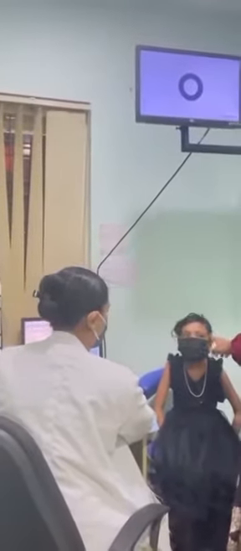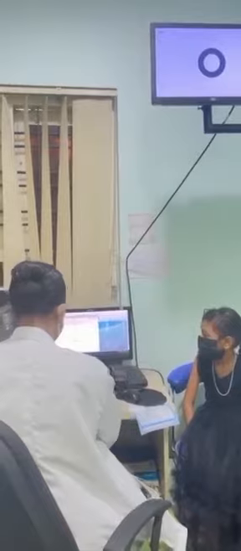Now we can move on to the patient complaint. The presenting complaint of the patient includes ocular history, medical history, allergic history and family history. Next we can move on to patient refraction.